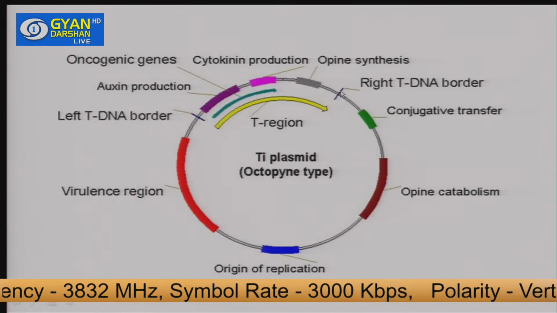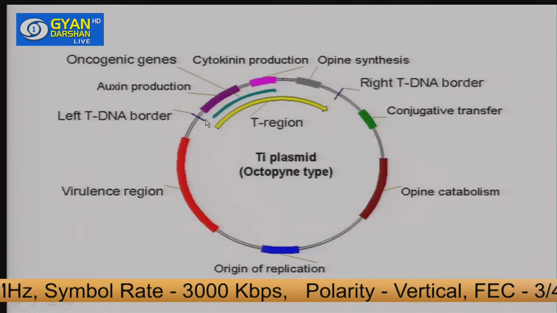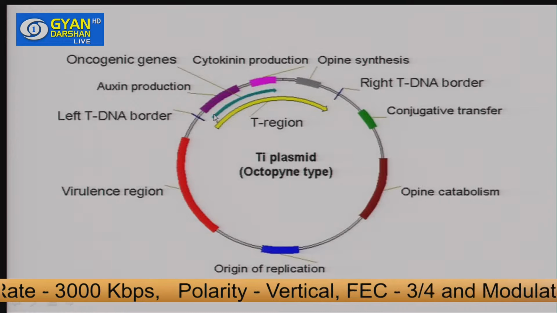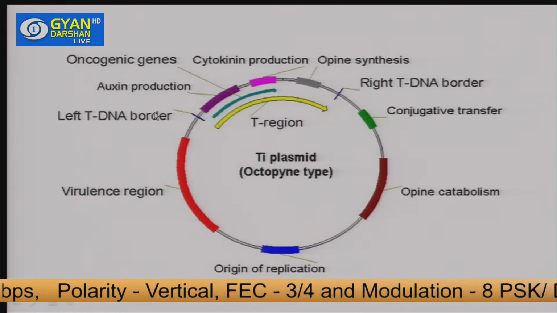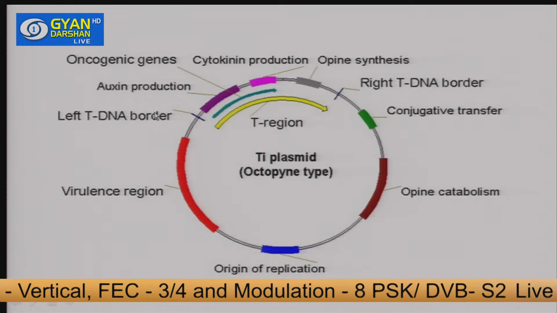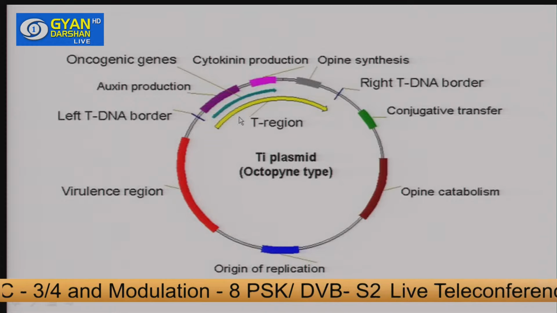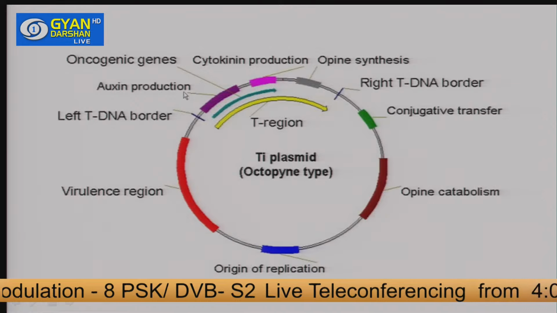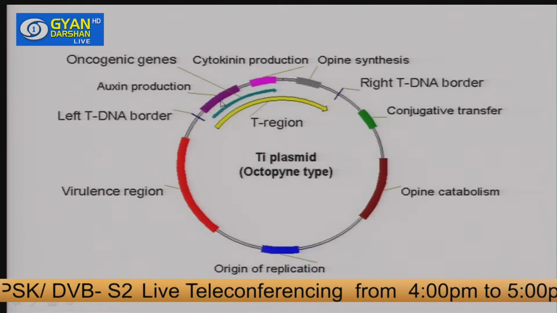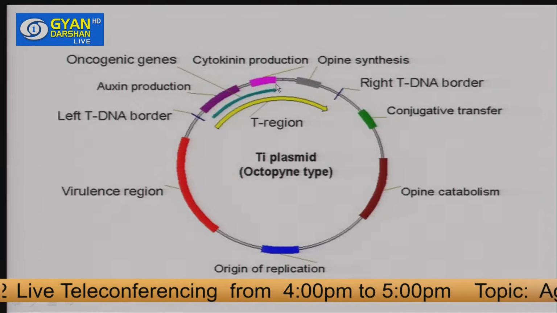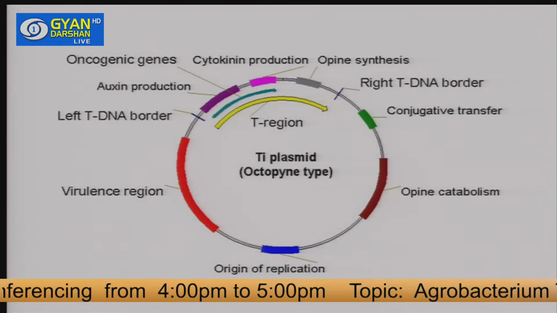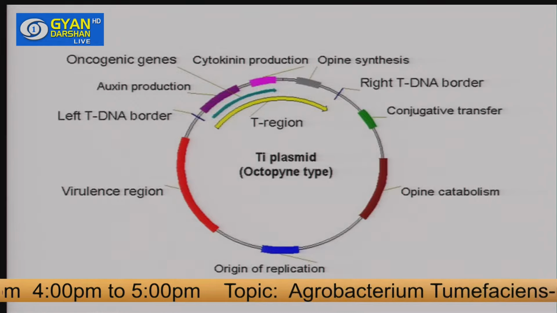So within the right tDNA border and the left tDNA border, within the tDNA region, you have certain hormone regulating genes, or certain genes which regulate hormone production like auxin and cytokinin. So auxin production and cytokinin production, and the genes which are responsible for this production are also present within the tDNA region.